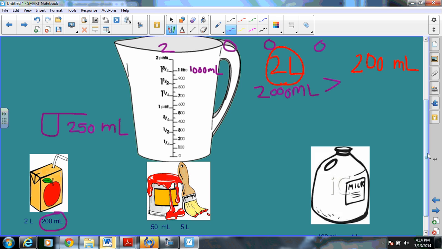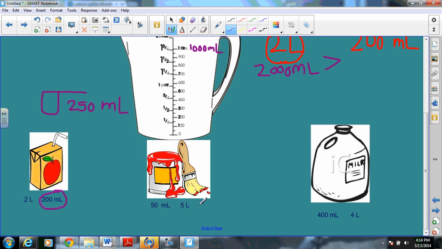Here's a can of paint. Do you think this can of paint would hold 50 milliliters or 5 liters? When I think about 5 liters, it would be about 5 bottles of water, and how big a can of paint is, I would have to go with the 5 liters.